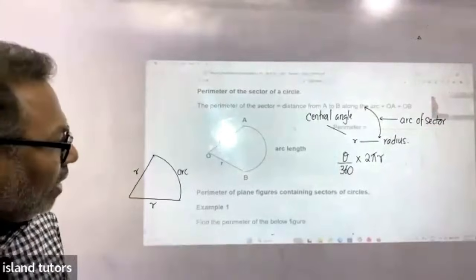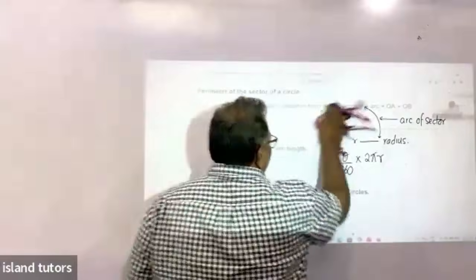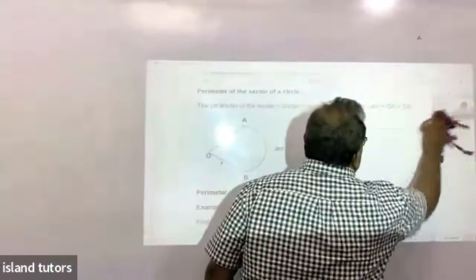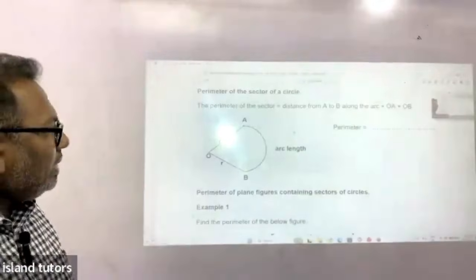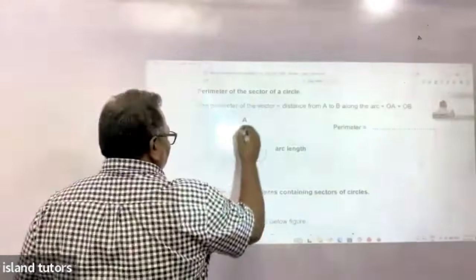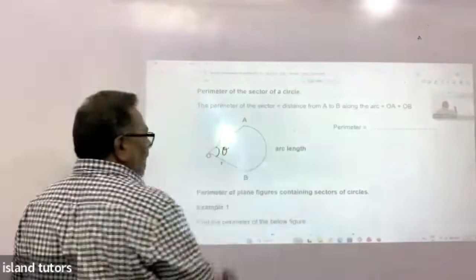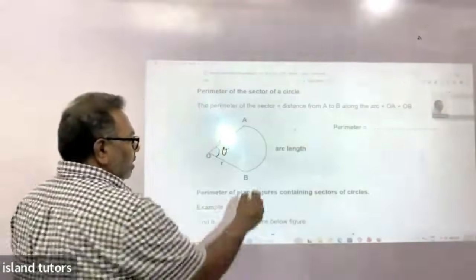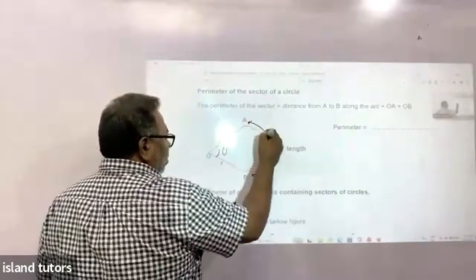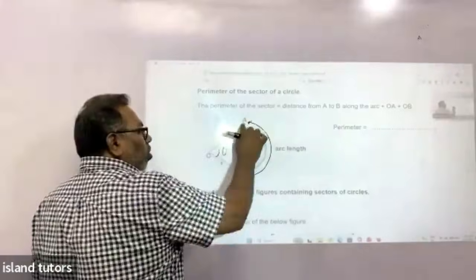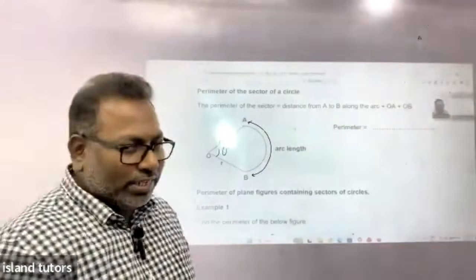So now we want to find the sum of the outer lengths of a circle. You can see there is a sector here, AOB, and this is your central angle. This is your arc length. AO and OB are the radii of your sector.